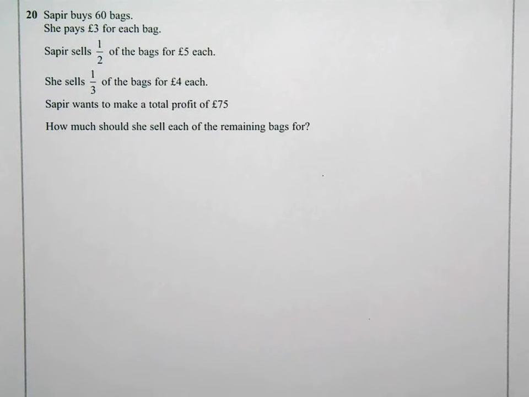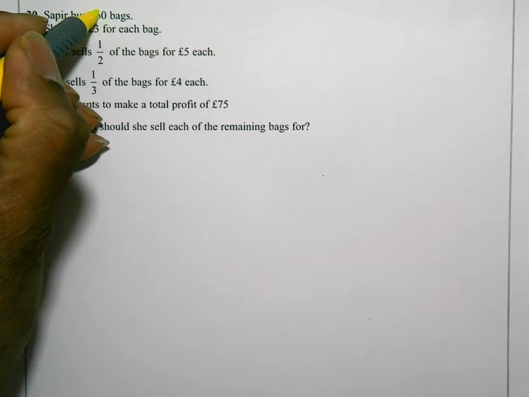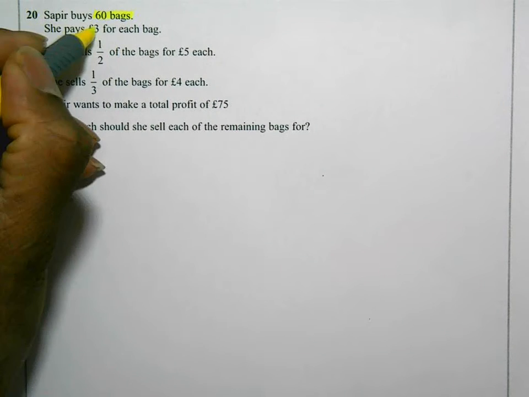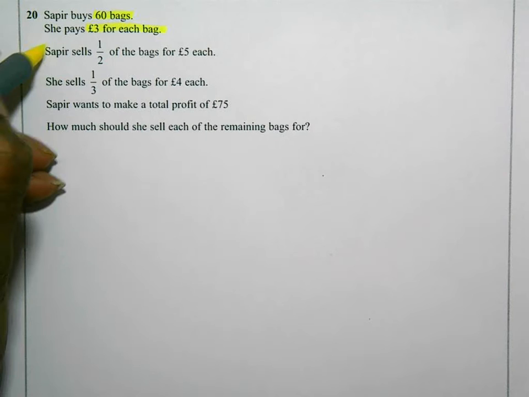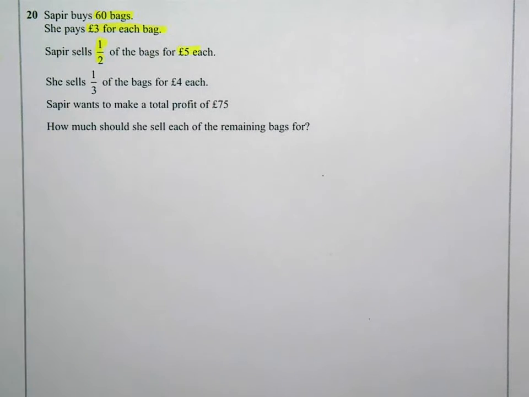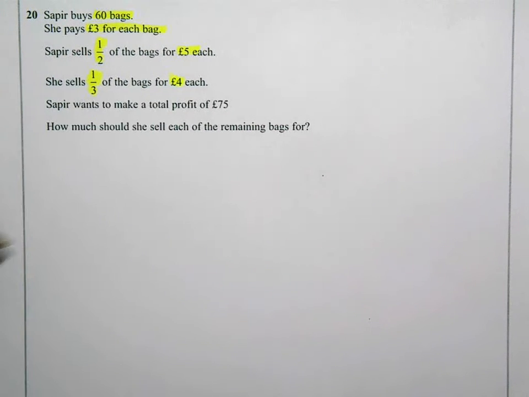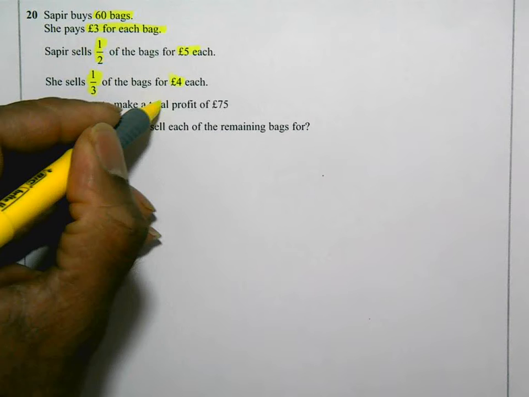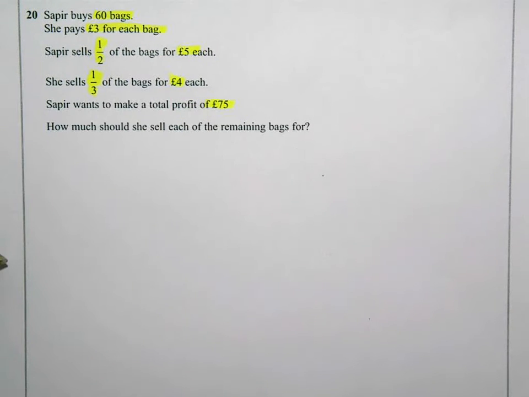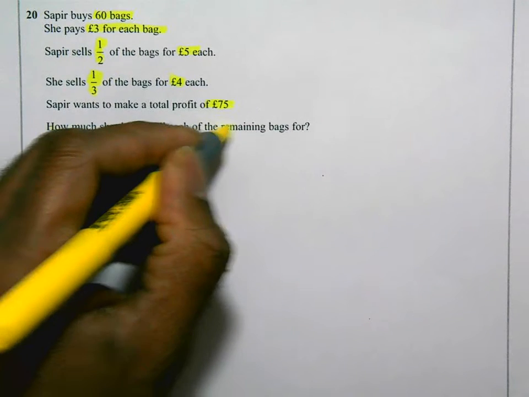Okay, this is question 20 on the foundation non-calculator paper. The question says, Safir buys 60 bags. She pays £3 for each bag. She sells half the bags for £5 each. She sells a third of the bags for £4 each. She wants to make a total profit of £75. How much should she sell the remaining bags for?